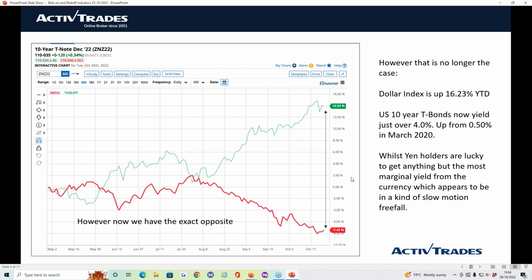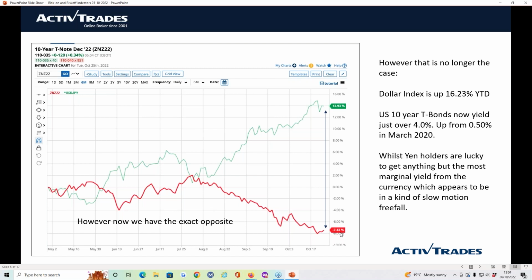And at the same time, because of the strength of dollar index, which is up around 16% year to date, we've seen a commensurate fall in the yen. So here, dollar yen again in green, and of course, the higher the number, the weaker the yen. This chart's set out to show us the percentage change. So the yen has weakened 13.93% over the last 6 months, while the price of US 10-year notes has fallen by almost 7.5%.